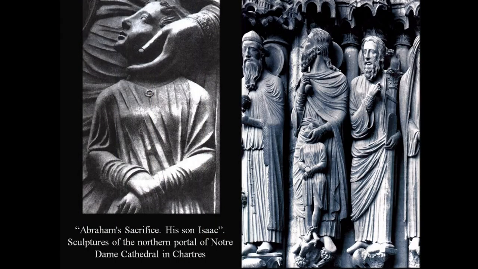The sculptural images are really highly stylized here. We can see such a form of dematerialization of figures. The proportions are a little bit changed compared to antiquity, for example, and in general to realism. And these images are a clear illustration of the Bible. For example, here we can see Abraham sacrifice his son Isaac. These are sculptures of the northern portal of Notre Dame Cathedral in Chartres.